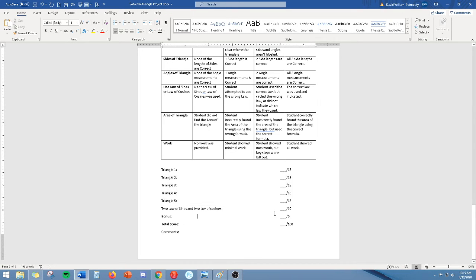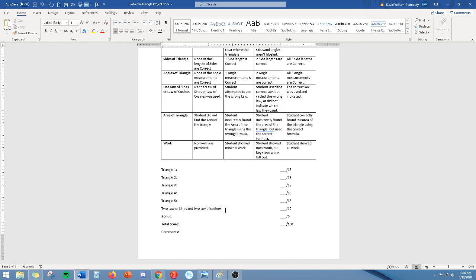The final 10 points are going to be if you used at least 2 law of sines and 2 law of cosines. So what I mean there is if the first thing you do is law of sines for 2 of them, the first thing you do is law of cosines for 2 of them, you're going to get those 10 points. It's going to make me happy. Yeah, bonus. Give me a reason to give you bonus.